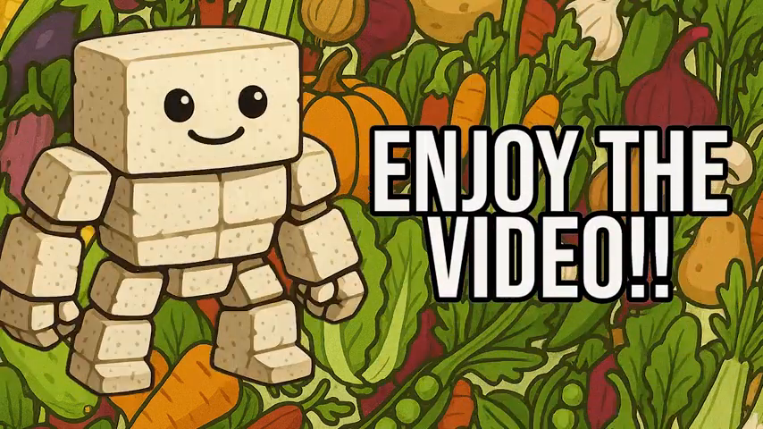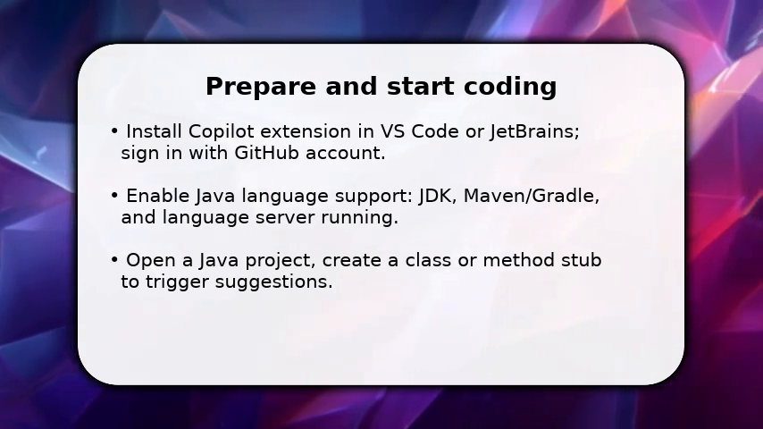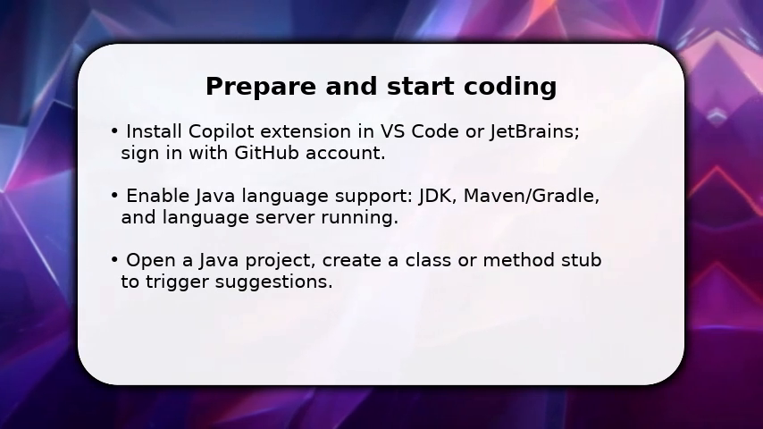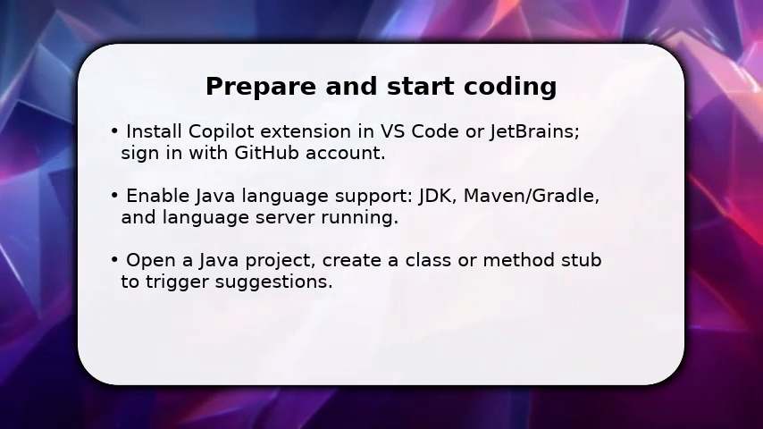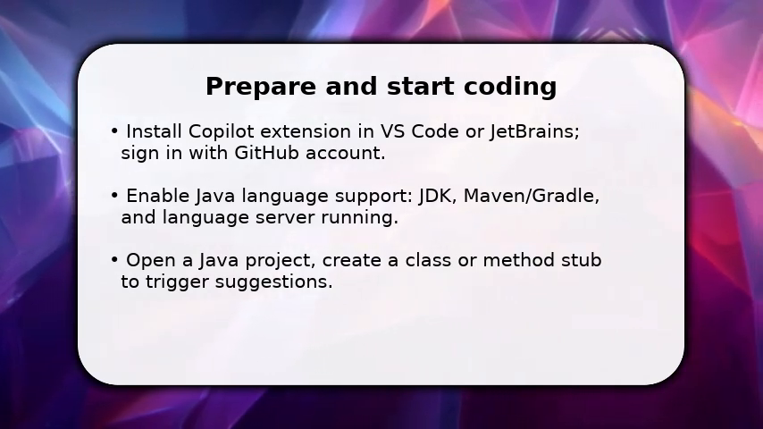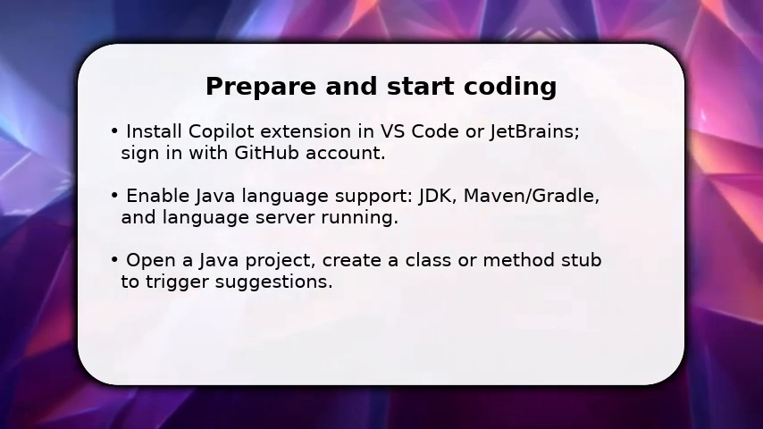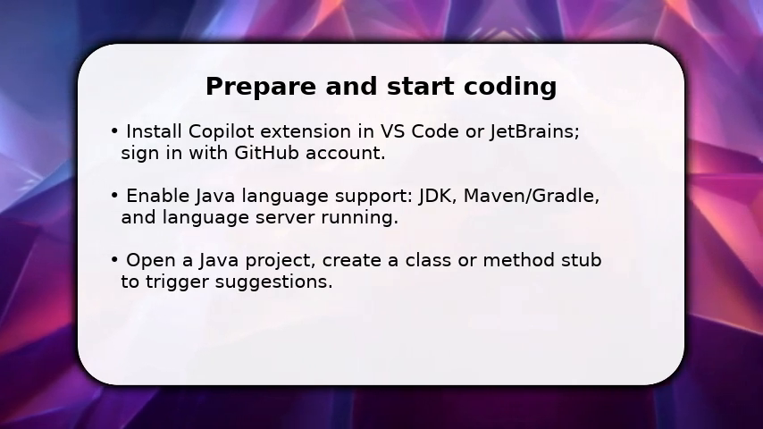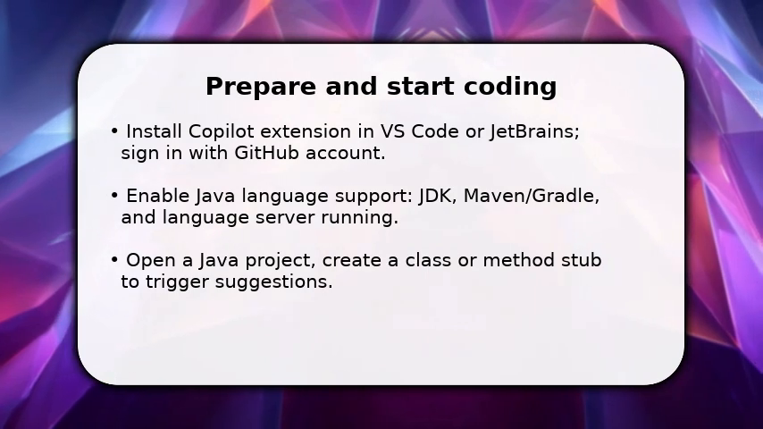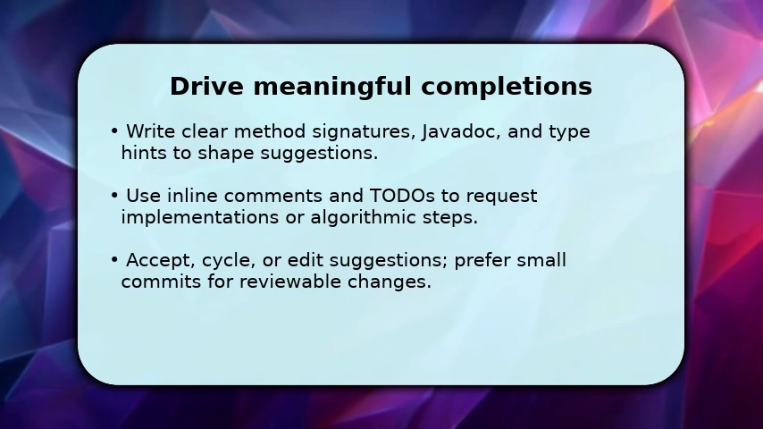Please enjoy the video. You start by getting the essentials working: Copilot installed in your editor and a JDK configured. Once done, open a real Java project, Maven or Gradle, and create a class or method stub so Copilot has context. Make sure the language server is running and your file uses standard package and imports. This gives Copilot the symbols and types it needs to generate accurate code completions and avoid suggestions that conflict with your project structure.